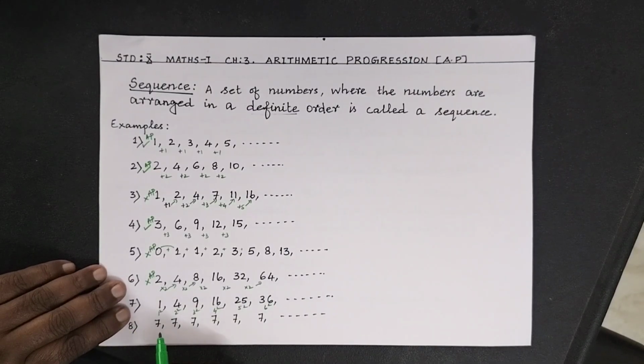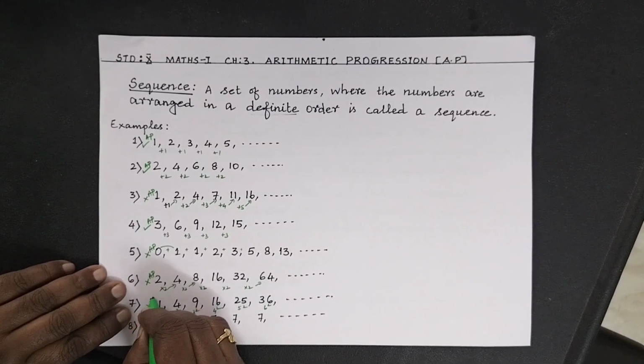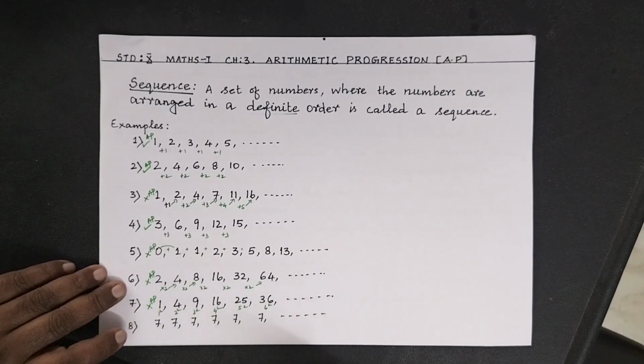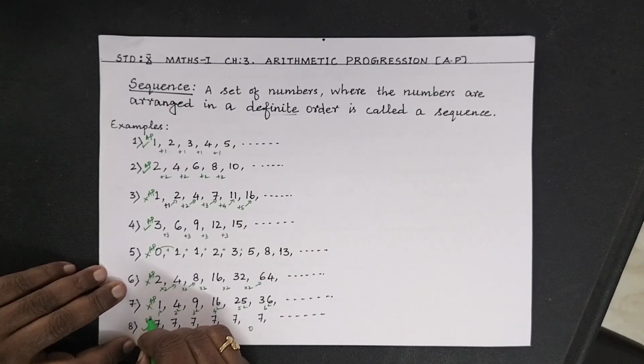Next example, look at this. This is 1 square, 2 square, 3 square, 4 square, 5 square, 6 square, etc. So this is also not an AP, but it is a sequence. Next, 7, 7, 7, 7, 7. The difference is 0. The difference is 0, so this is also an AP.